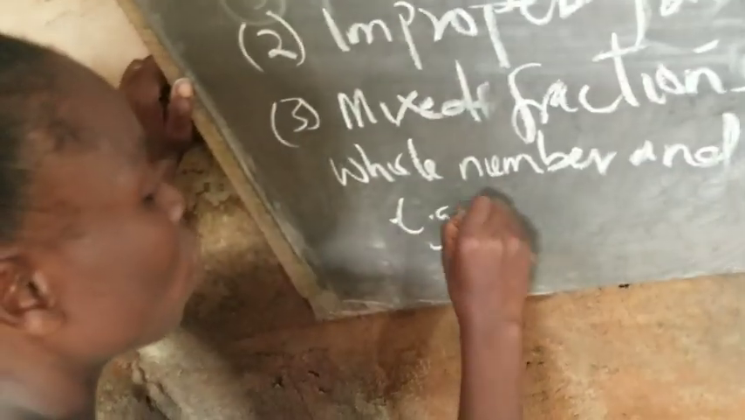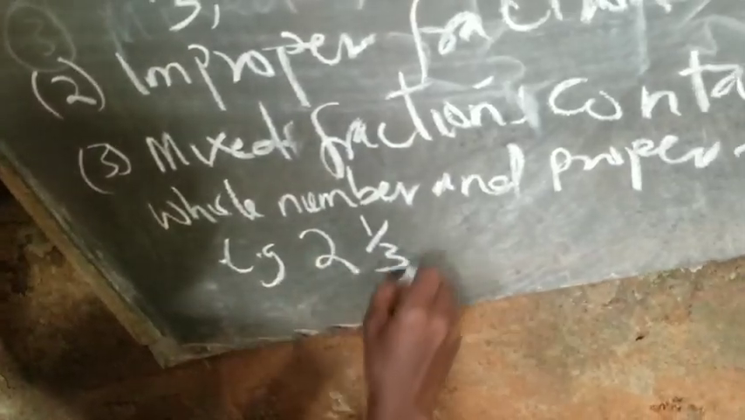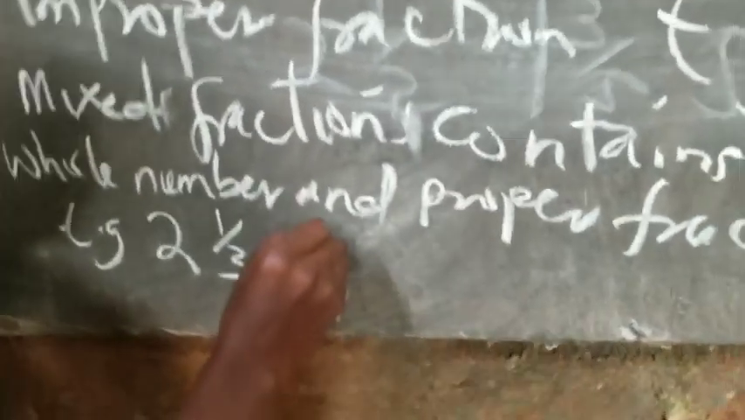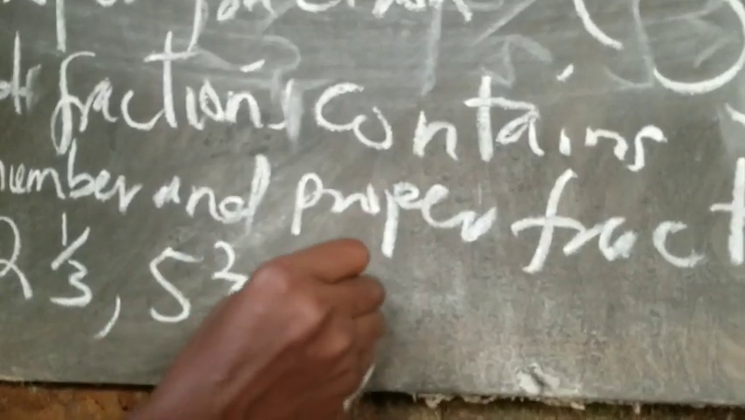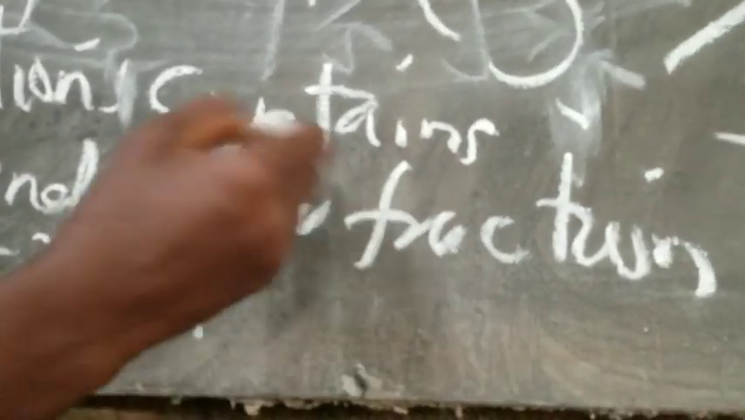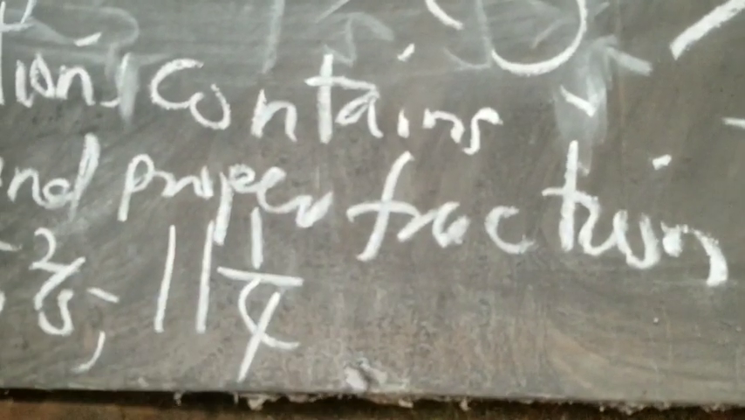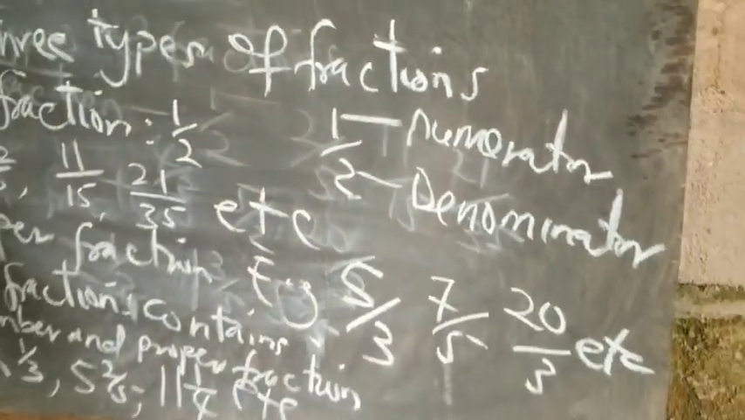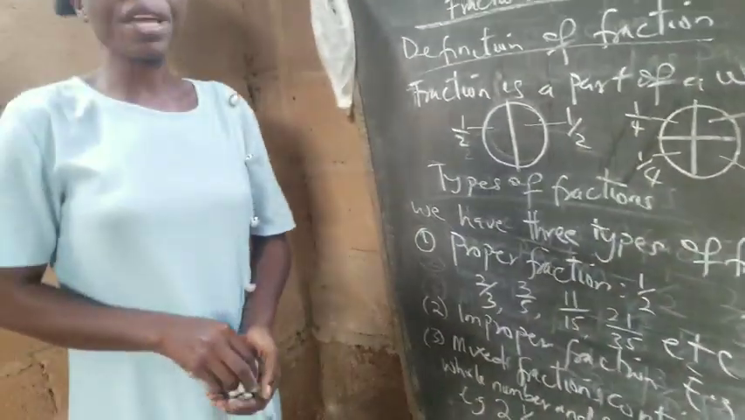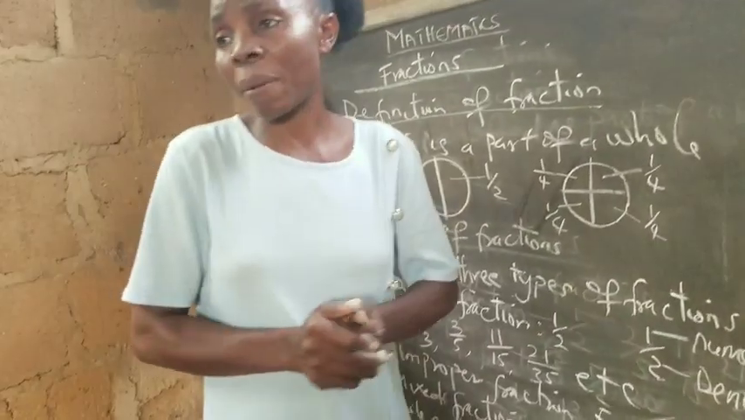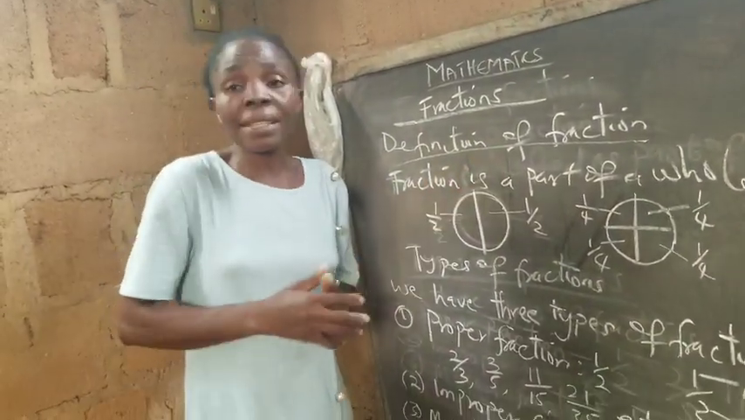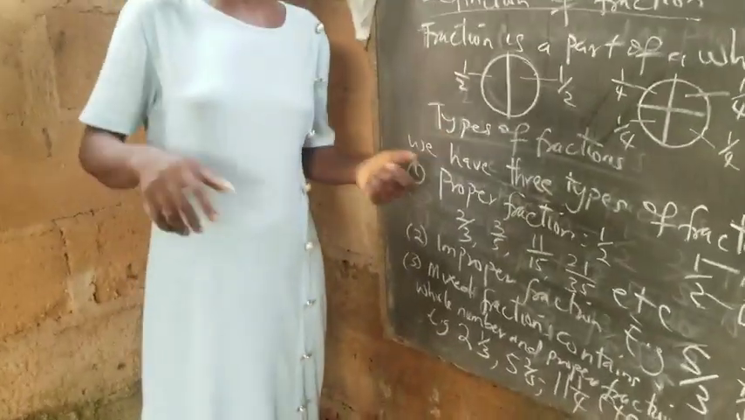Example, I have 2 whole number, 1 over 3, is a mixed fraction. 5 whole number, 2 over 5, is a mixed fraction. 11 whole number, 1 over 4, is a mixed fraction, etc. These are examples of what? Mixed fractions.